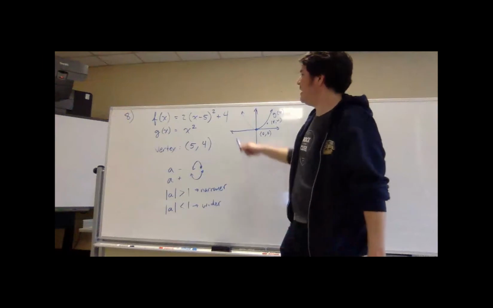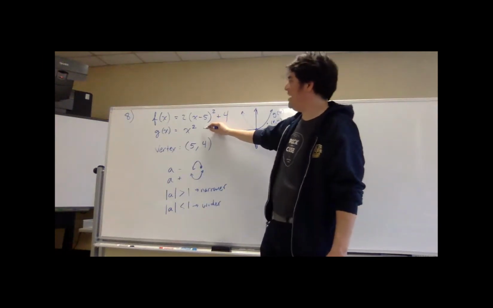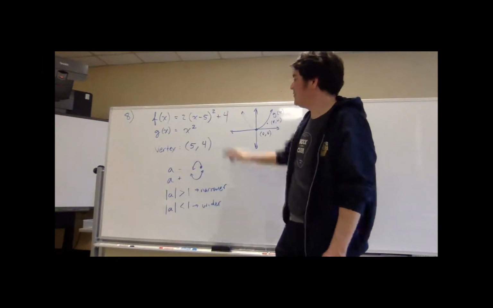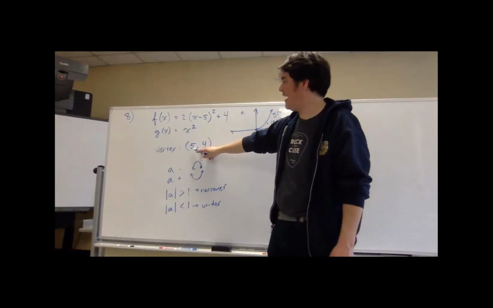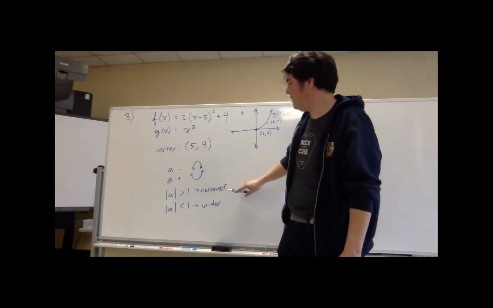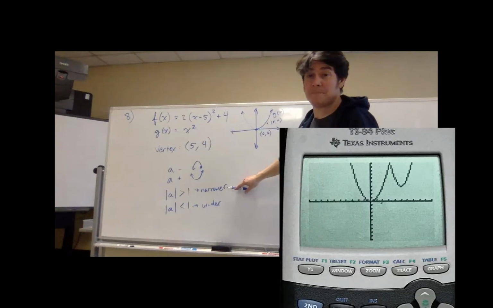So the way g of x will be changed if it became f of x, well, its vertex would be moved to the right 5 and up 4. It would also be narrower.